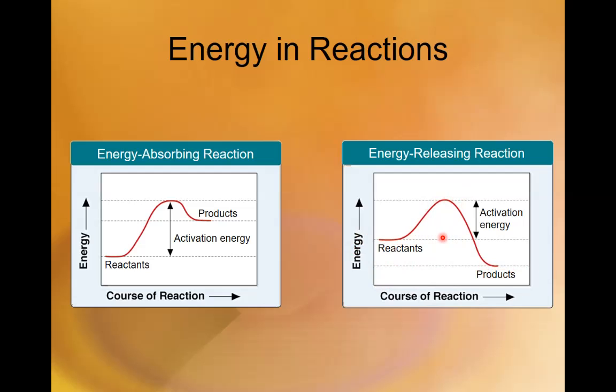So the point from the reactants to the peak, just like over here, is still known as the activation energy. Now, activation here, activation here. But in this case, the reactants have lower energy than the products, and in this case, the reactants have higher energy than the products. This is energy absorbing, or endergonic. This is energy releasing, or exergonic.